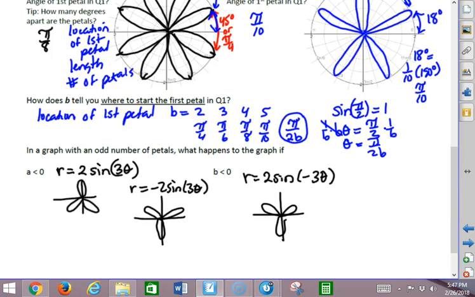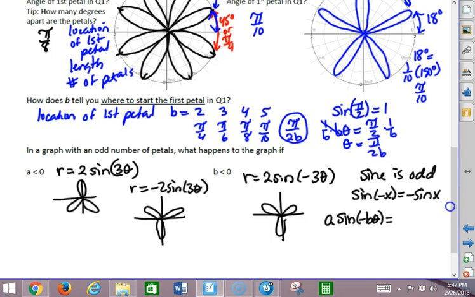Why is that? It's because sine is an odd function. In an odd function, sine of negative x is equal to negative sine of x. So that means if I have a sine of negative b theta, a sine of negative b theta is the same as negative a sine of b theta. So they act exactly the same way, whether we make it negative inside the function or outside the function. Okay, so there are your sine polar roses.